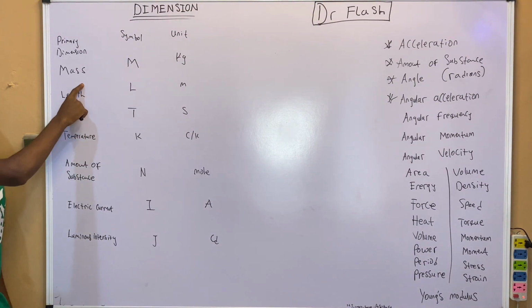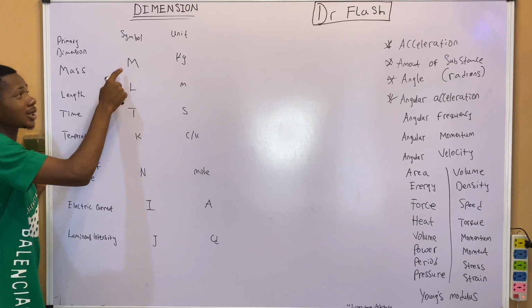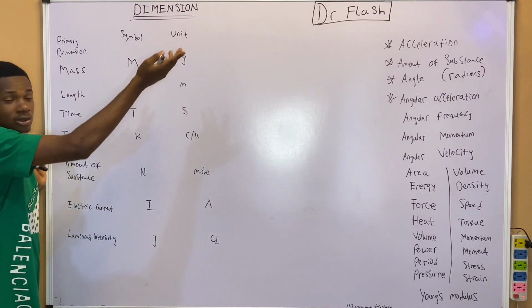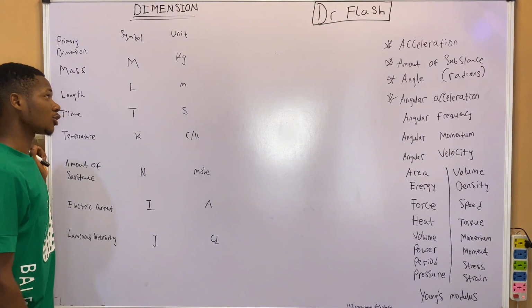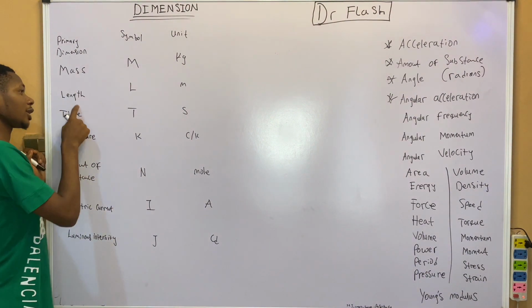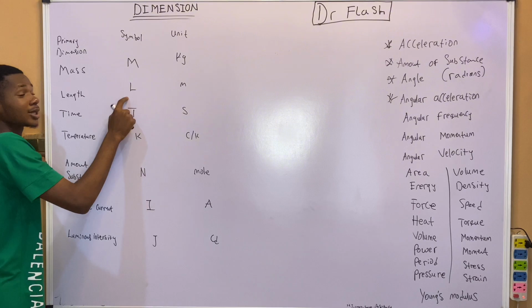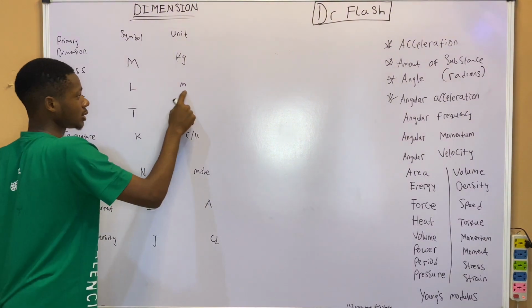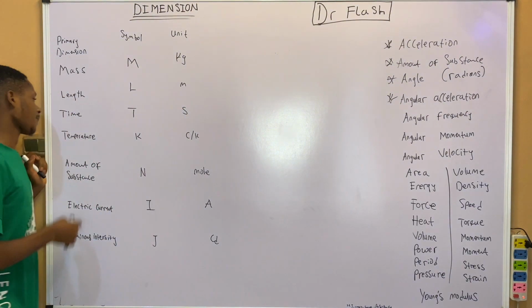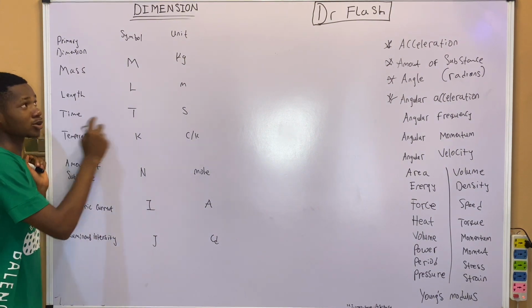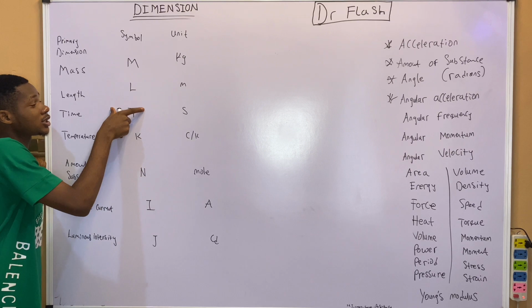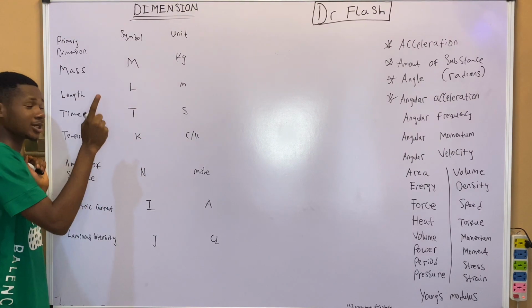For the first one, mass, the symbol is the capital letter M, and the unit is kilogram. Of course, we know mass can be measured in gram, but we're going to make use of just kilogram. The next one is length. The symbol is capital letter L, and the unit is m, which is meters. Over here we have time. Time is measured in seconds, that is the unit, but for the symbol, we designate it as the capital letter T.